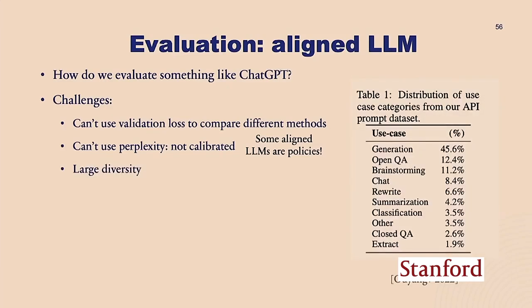Third, there's a large diversity of questions that humans might ask these models. Generation, open QA, some question answering, some summarization, and all of these things. So there are so many things you have to cover.